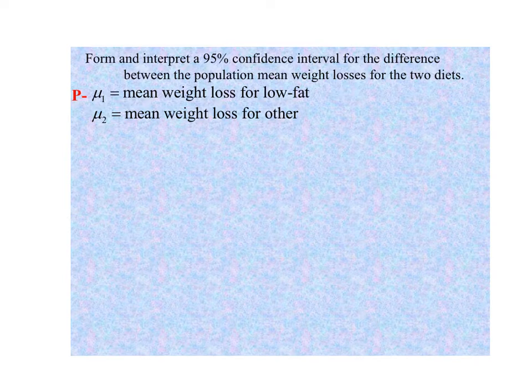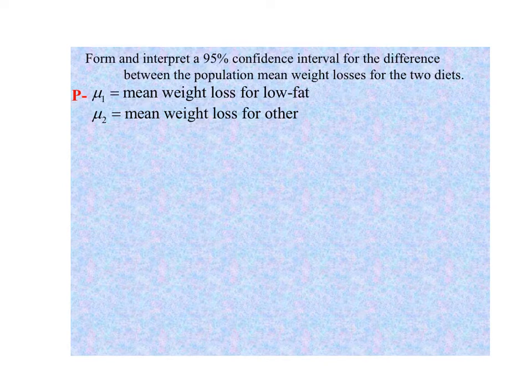Okay? So how many parameters am I interested in? 2. So in this case, we're working with 2 means. We want to know what's the true mean weight loss for the low-fat diet, and what's the true mean weight loss for the other diet. So we have 2 variables here. We took 2 samples, 2 parameters.